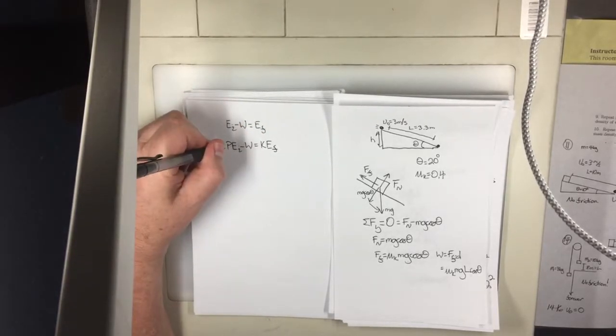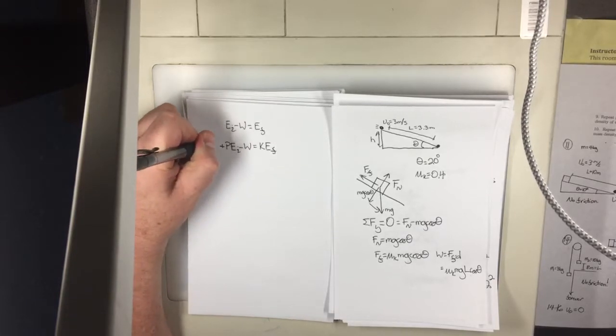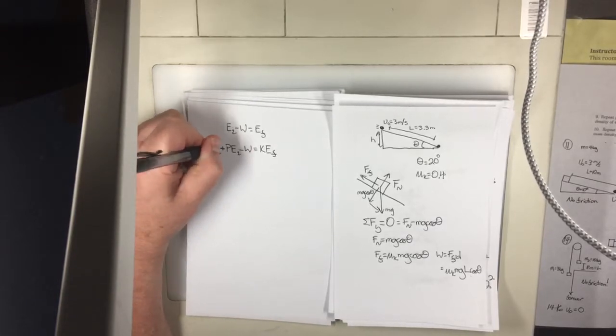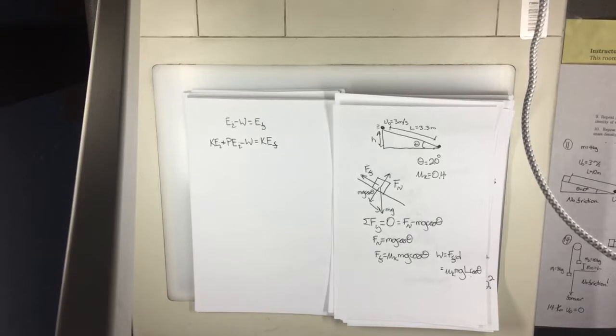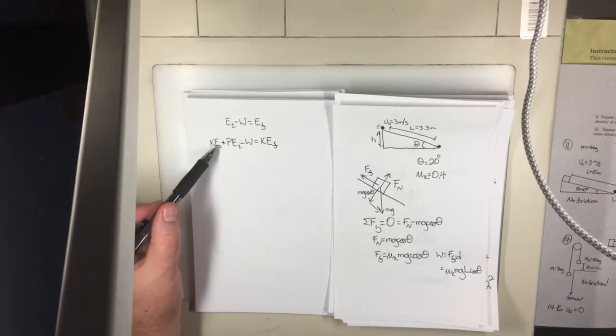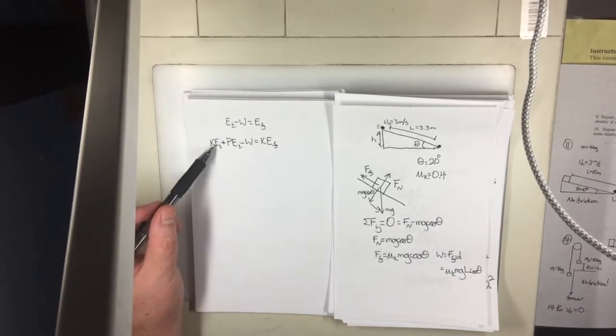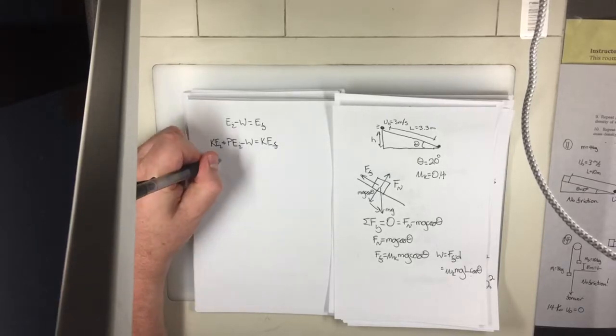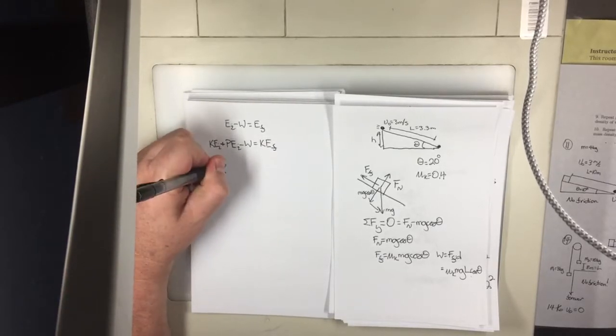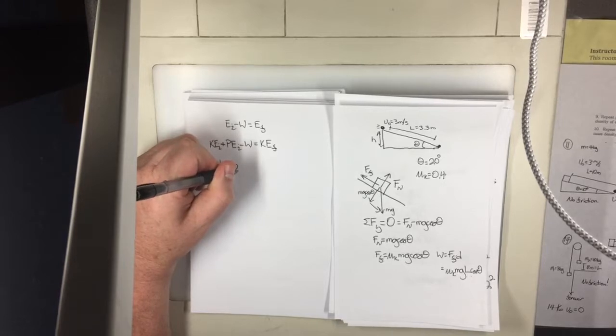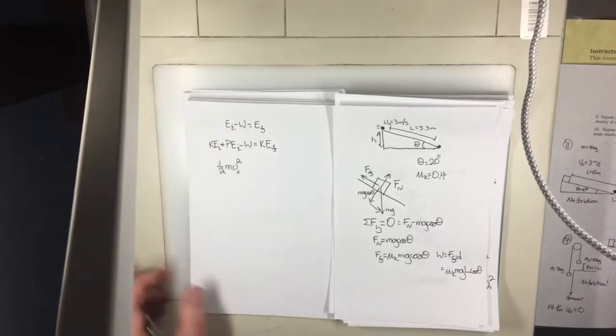Oh, I forgot one thing. There is a kinetic energy initially to begin with. The thing is initially moving at 3 meters per second. If it's initially moving at 3 meters per second, there is a kinetic energy term initially. The kinetic energy initially is 1/2 m v naught squared.